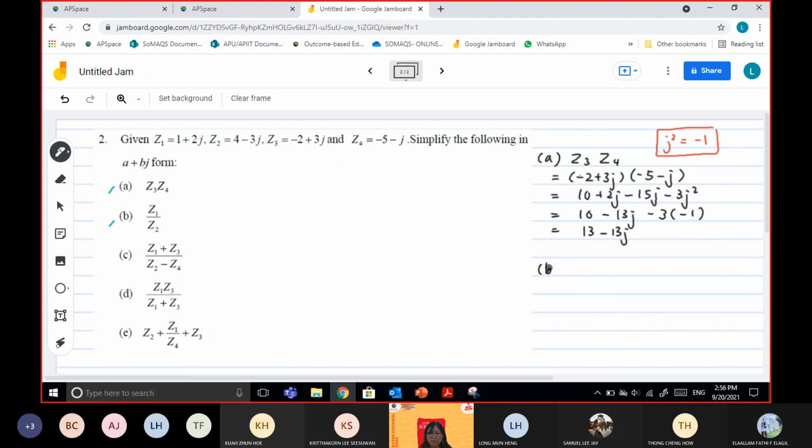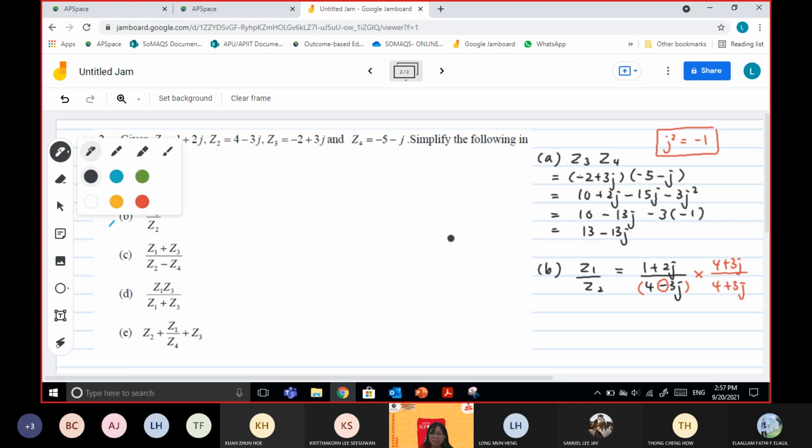Next, question B. Question B is a division. So Z1 is at the top, then Z2 at the bottom. Remember when it comes to division, we need to use the conjugate. The conjugate, we are choosing the one at the bottom. So 4 minus 3j, remember we inverse the sign of the imaginary part, so it becomes 4 plus 3j.